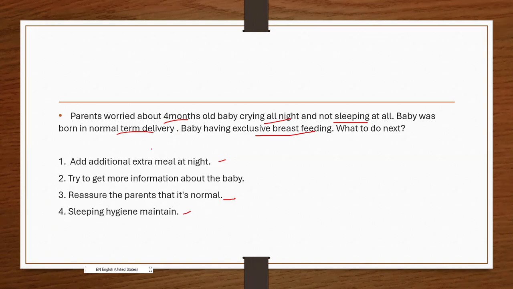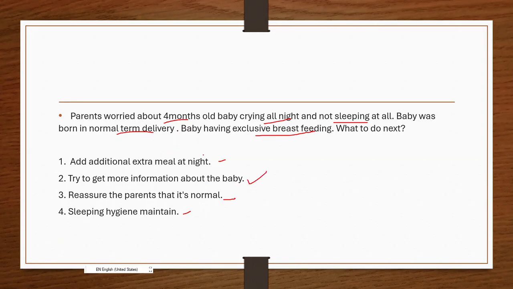Okay, so here this could be normal or this could be due to some other pathology as well. This baby might be ill. This baby might be having some other problem that is preventing him from sleeping. This could be other illness. Nothing about his physical condition or physical examination is mentioned here. So the next thing that you should do is to try to get more information about the baby.